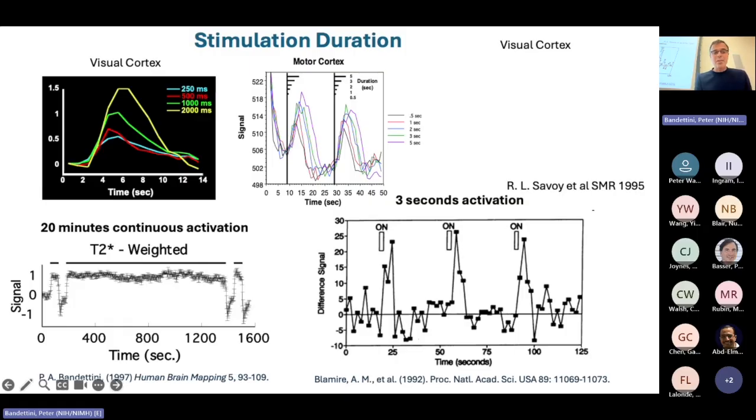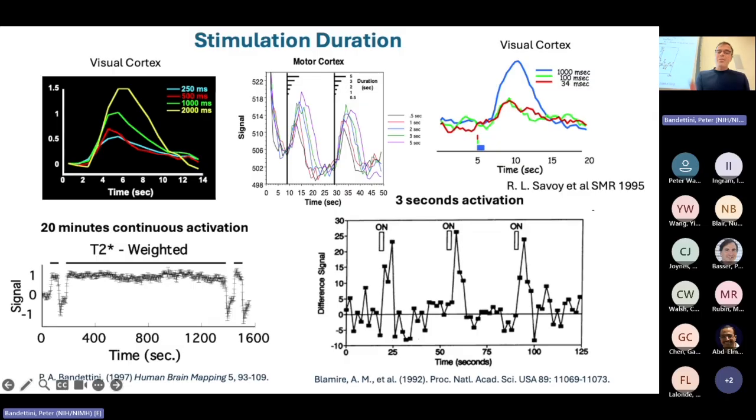This is visual stimulation. And even going down, this is some work with Bob Savoy at MGH back in 1995, we were able to go down to a 34 millisecond stimulus, and still elicit a response. So the conclusion there is that there is no lower limit, other than a lower perceptual limit of what you could actually activate. So there's no limit to how brief a stimulus you can give. There is a limit to how small the signal gets. It seems like it saturates at some low level of activation at about maybe half a second or so.